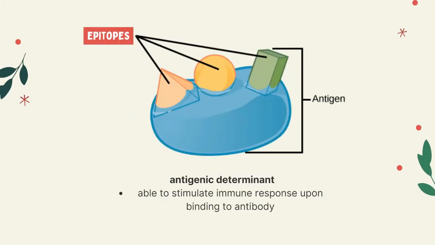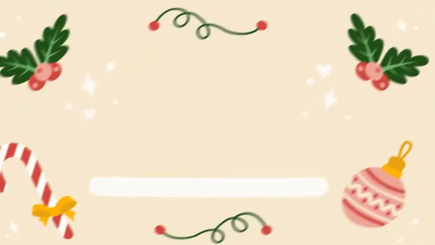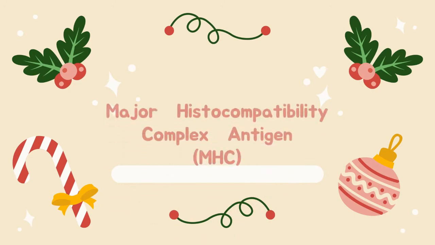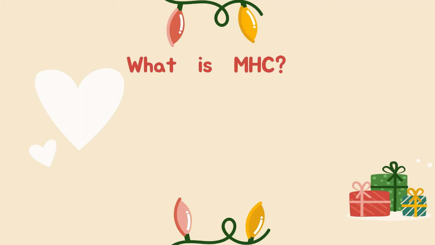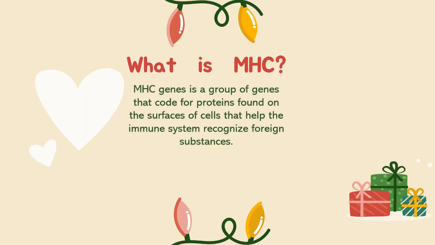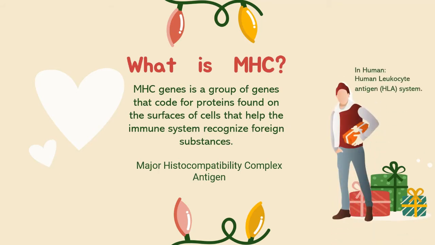Typically, only a small part of a large antigen molecule acts as a trigger for immune responses upon binding to antibody. These parts are called epitopes or antigenic determinants. Major histocompatibility complex antigen. So what is MHC? MHC genes are a group of genes that code for proteins found on the surfaces of cells that help the immune system recognize foreign substances. This protein is known as major histocompatibility complex antigen. In humans, this system is known as the HLA system.